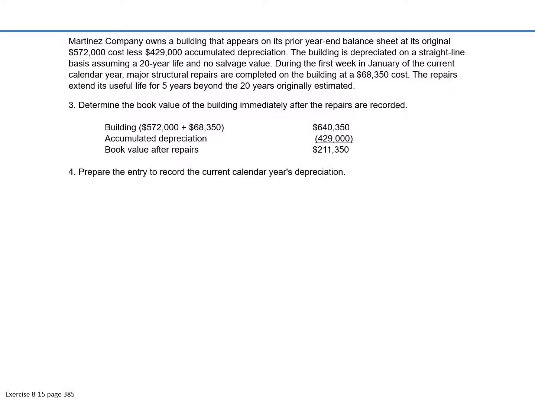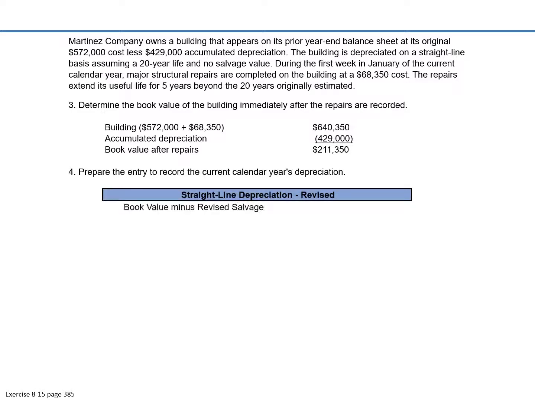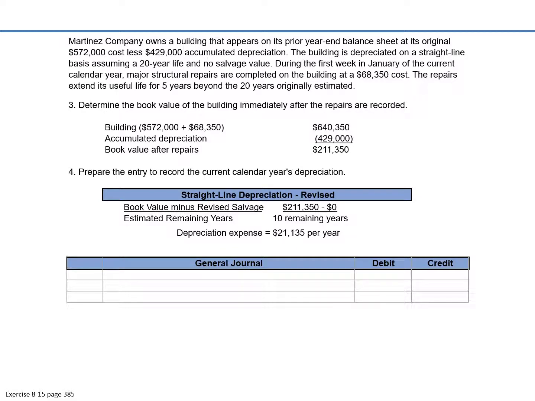Okay. Then we have to prepare the entry to record the current year's depreciation. So we've got our new book value of $211,350, no salvage, and they tell us it has 5 years beyond the original 20. Well, we got 5 years left of the original 20 plus the new 5 years, so that's 10 years. So we have $21,135 of depreciation expense per year. We're going to record our depreciation for the current year, debit depreciation expense, credit accumulated depreciation.